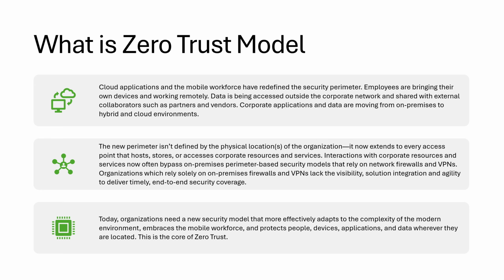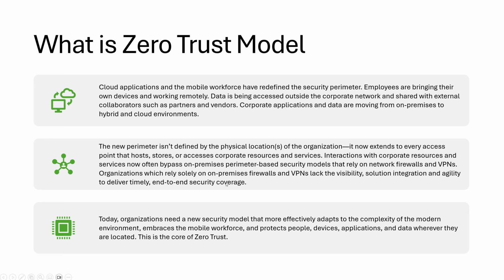Next, when we talk about the perimeter breach, it means that locations are now changing. It's not like you have one physical location which is fully secured, with all the content secured within your organization. This perimeter now extends to hosted stores. You can access the corporate network or corporate resources using different services from different locations. You interact with corporate resources by bypassing the on-premises perimeter-based security models that rely on network firewalls and VPNs.